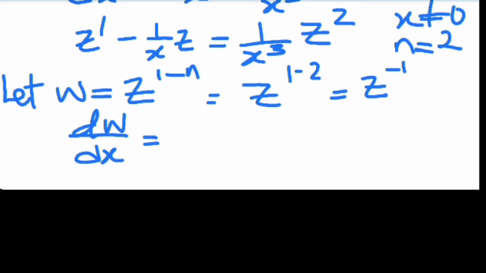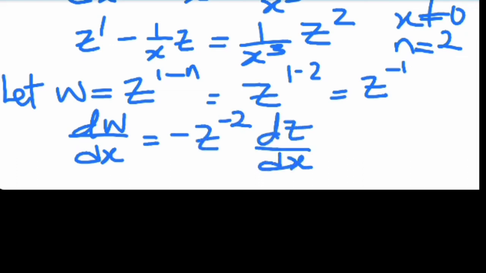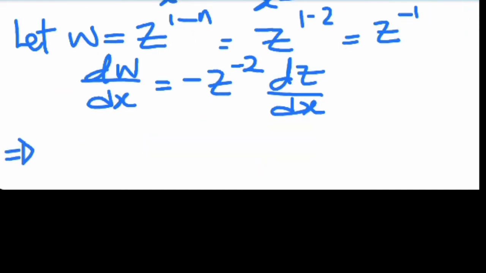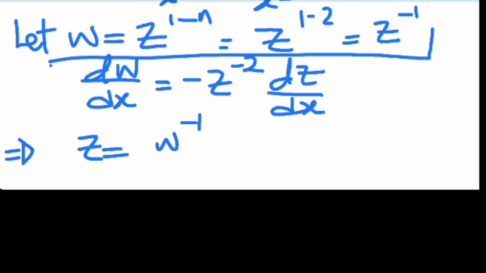Differentiate that dz by dx. So if I differentiate, I have minus z raised to power minus 2 dz by dx. What's the next thing? We know what our w is. We need to know what dz is and what z is. This implies that z is equal to w inverse. See it from here, z is w inverse.